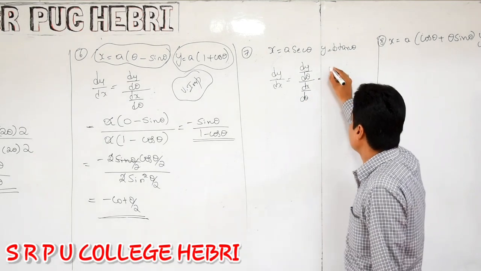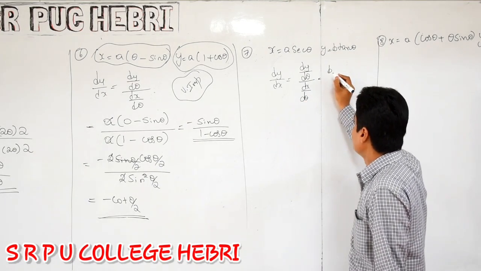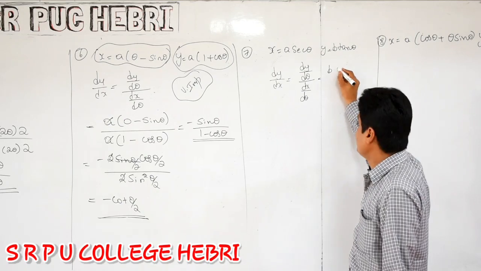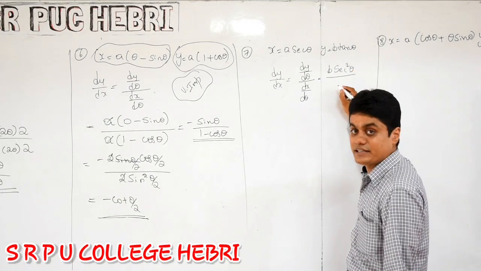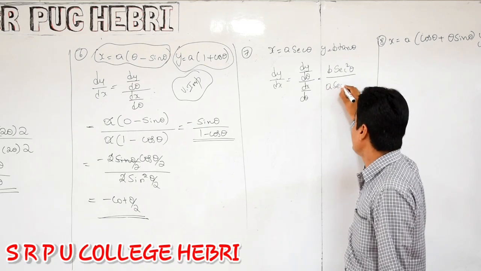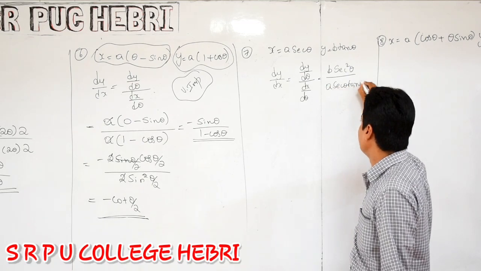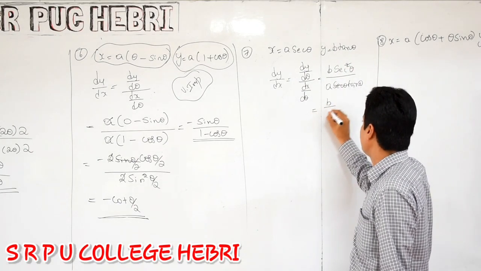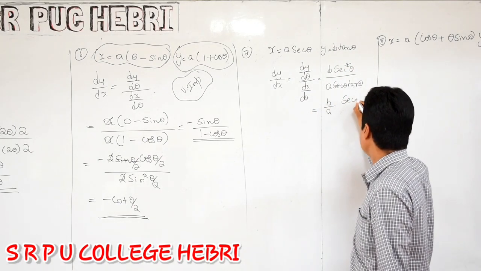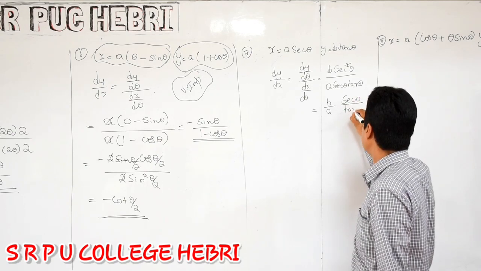What is dy by d theta? It is b. Tell me, what is the differentiation of tan? Secant square theta. What is the differentiation of secant theta? Secant theta into tan theta. Very good. So secant theta cancels. What is remaining? b by a, secant theta by tan theta.